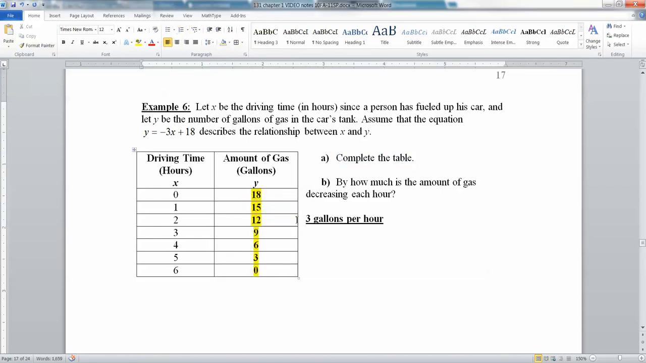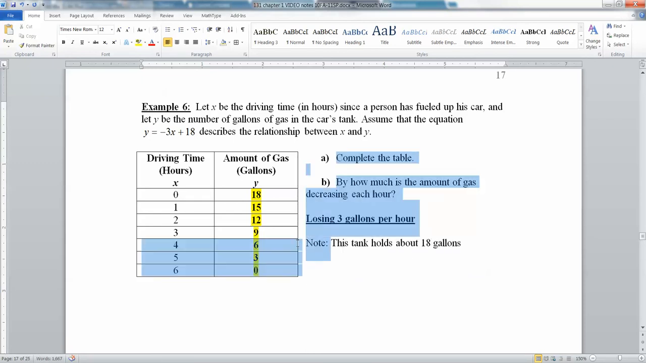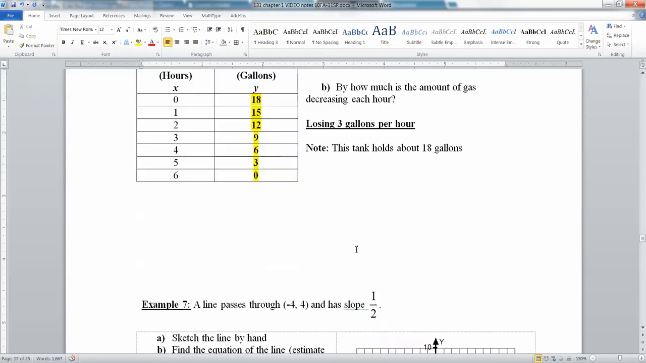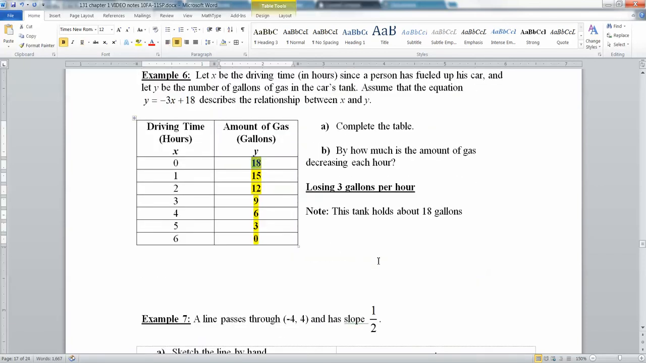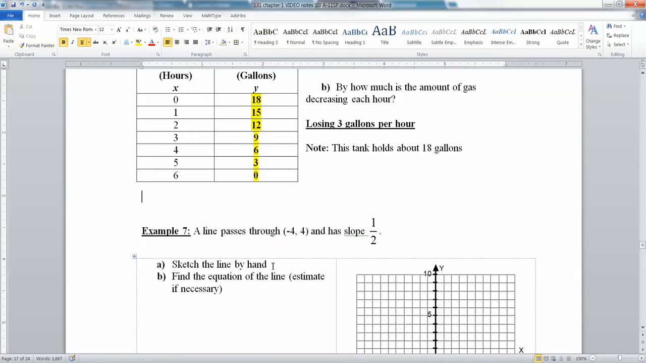Now, how much gas are they losing each hour? You can see it's negative 3. You can see it in the equation, negative 3. You can see it in the table. You're dropping 3, dropping 3, dropping 3 every time. Okay? So 3 gallons per hour. Right? So you could say they're losing because it's negative. On a side note, this tank holds about 18 gallons, right? Because that's the y-intercept. Because it's plus 18. So they must be starting out at 18 gallons, and then they lose 3 gallons every hour. There's the algebra part of it, the negative 3x plus 18, and then there's the numerical part of it. And if you wanted, you could make a graph as well.